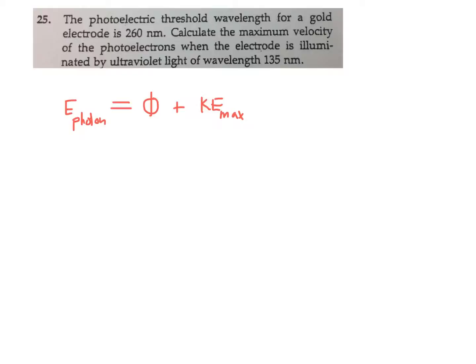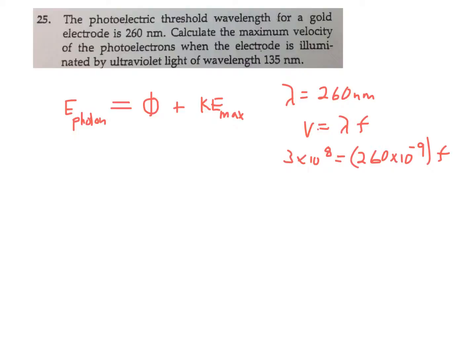In this problem, they're telling you what the threshold wavelength is that will match up to the work function. So we're not assuming we know the work function for gold in this particular case, but the threshold here, and I'll just do this as a separate calculation, the wavelength for that threshold is 260 nanometers. So I'll use v equals lambda f: 3 times 10 to the 8th equals 260 times 10 to the negative 9th times f. That will give me the frequency of these threshold photons, and using that, then I will do E equals hf to get the energy of these photons.